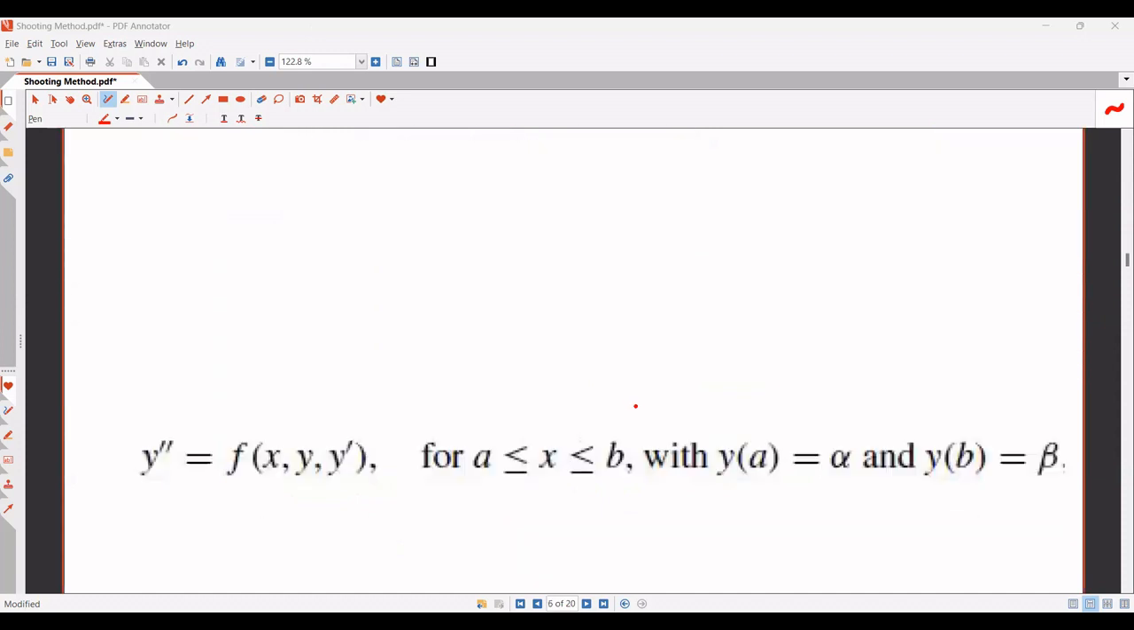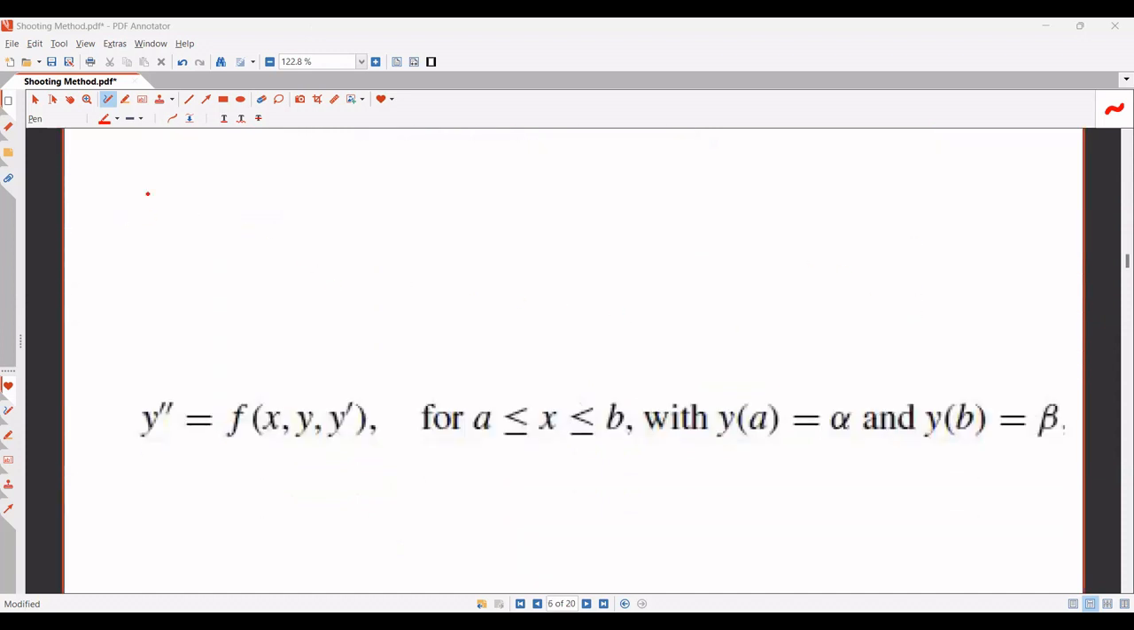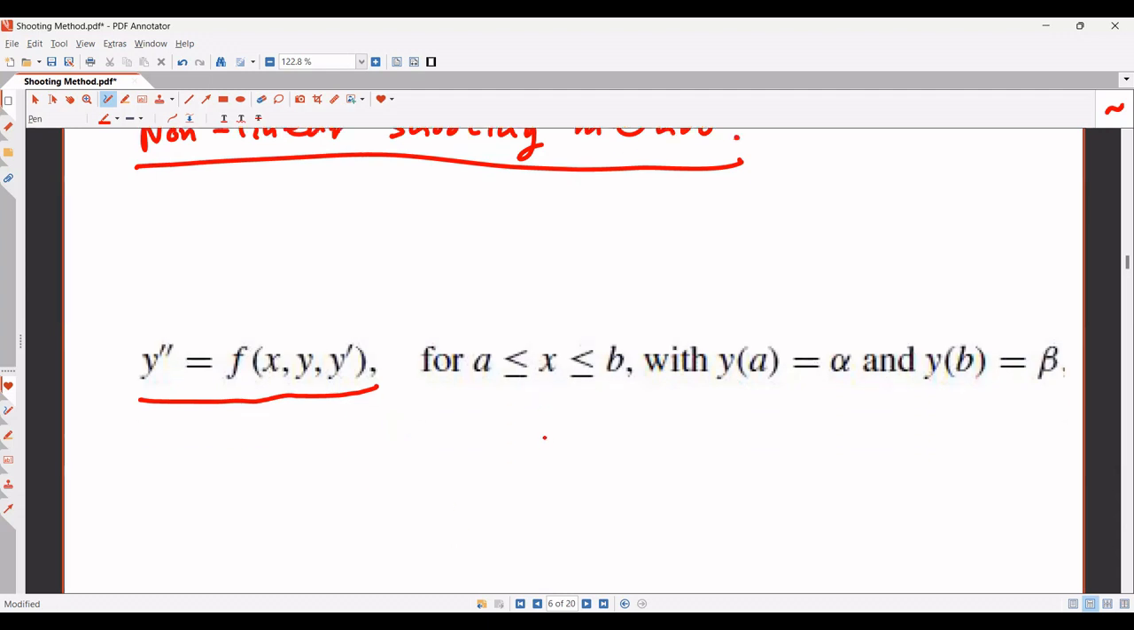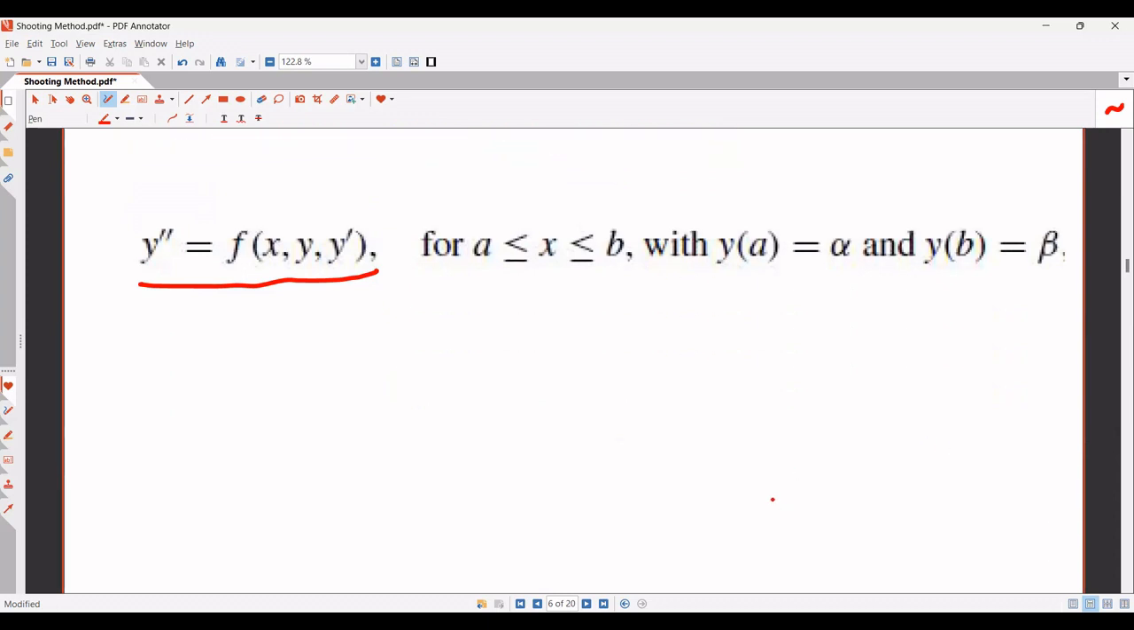Okay, so let me continue and move on to the nonlinear shooting method. Now, just like in our last class for the nonlinear finite difference method, we have a differential equation of second order here, but on the right hand side, we have no specific structure, as it is going to contain nonlinearity. And the boundary conditions are just like before.